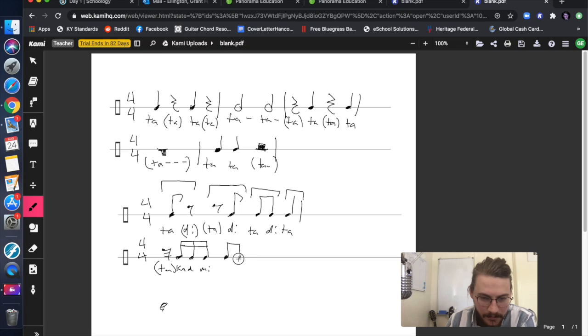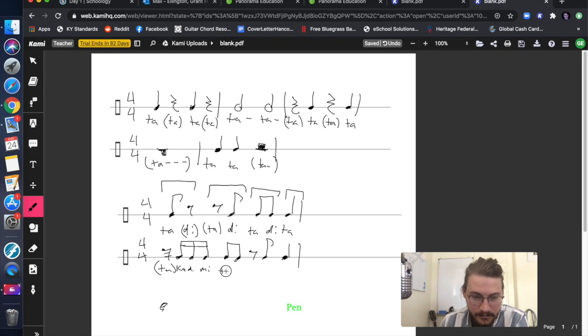Then we'll do a tadi. And then we'll do the ta. So if we just said this without the rest, it would be takadimi tadi. Let's write those in. Takadimi tadi. Tadi. Ta. That's how we would say it if we didn't say the rest. So takadimi tadi tadi ta.